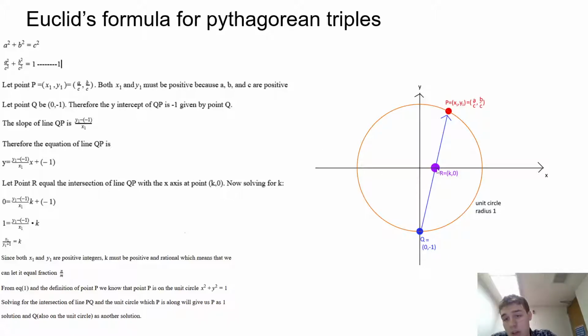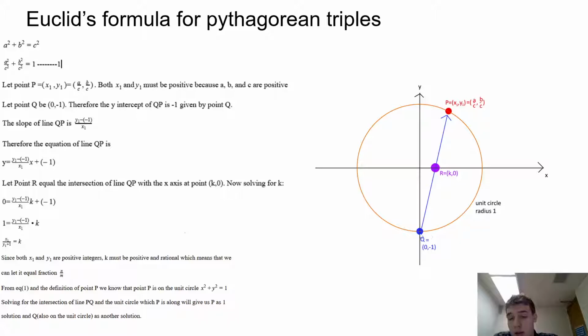Then let's also define a point R. Point R will be at the intersection of line QP and the x-axis, which obviously has y-coordinate 0, since it intersects the x-axis. Therefore, we can go ahead and plug the formula for the line in for point R at k, 0. And we end up getting this. Once we add 1 to each side, we can multiply by the inverse of this, and we find that k is the inverse of the slope.